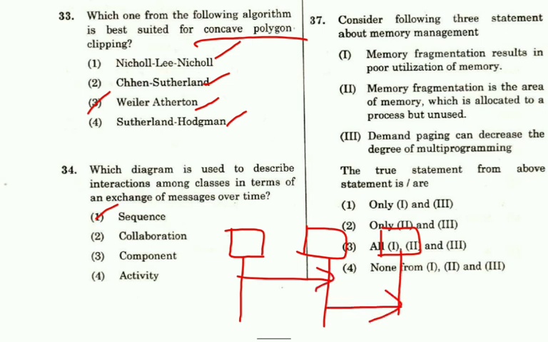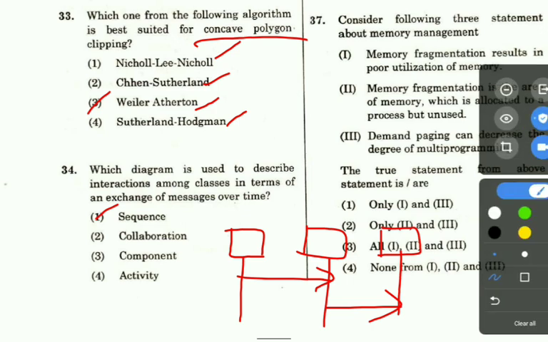Collaboration diagrams show object interactions but not in time order. Component diagrams model the system components, whereas the activity diagrams represent workflows. So here option 1 is the correct answer.